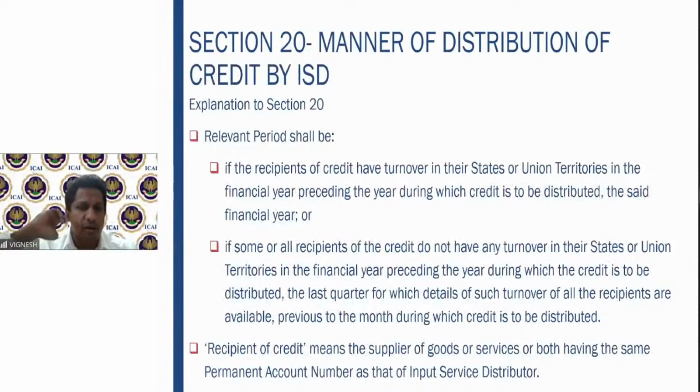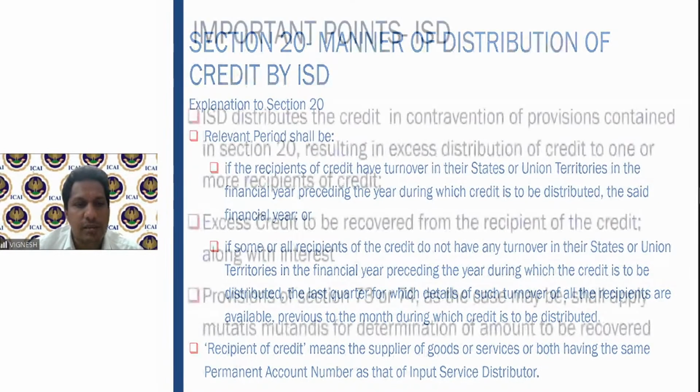Then for the relevant period, you have to see how to take the turnover. If they have turnover in the preceding financial year, you have to take that particular one. If there is no turnover in the preceding financial year, you have to take the last quarter into consideration.